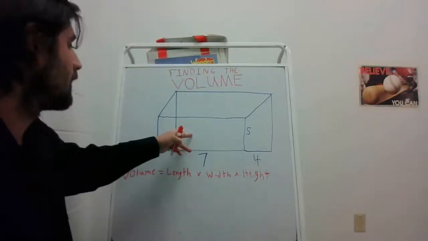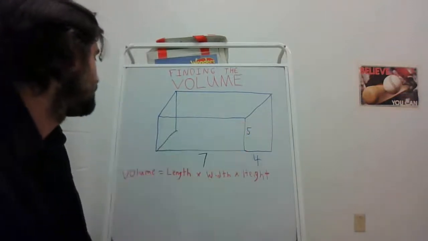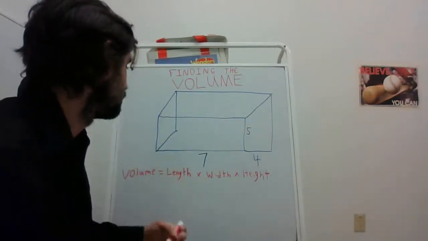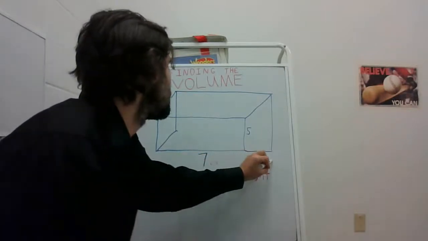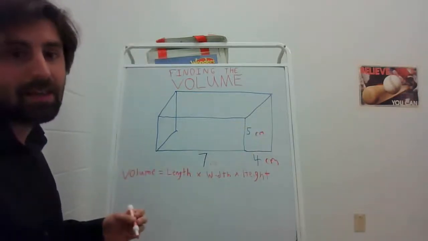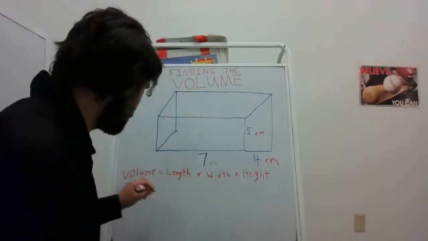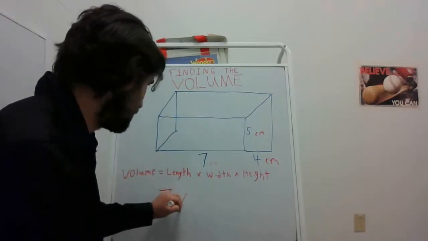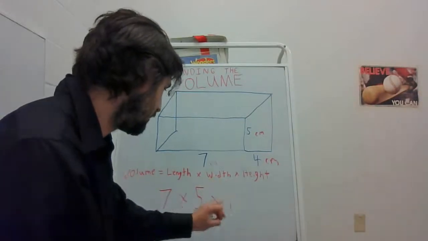So, for this rectangle, the length is 7, the width is 4, the height is 5. And it doesn't really matter what the unit is, the way we solve it is the same. But let's say we're talking about centimeters. All right, so volume equals length times width times height. So to find the volume of this shape here, we have to multiply 7 times 5 times 4.